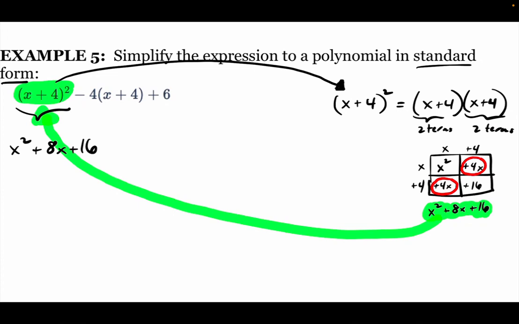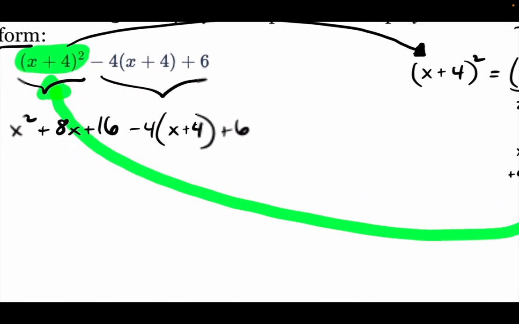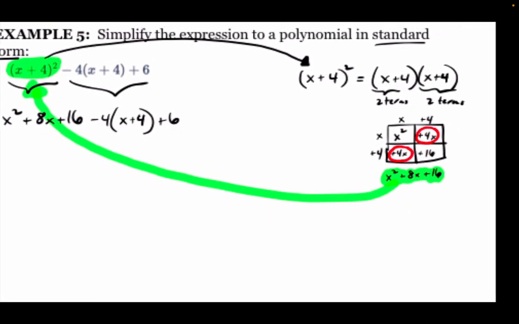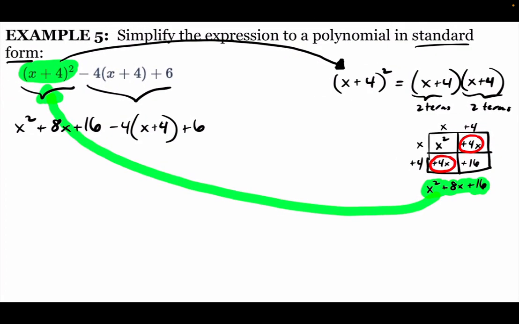Bring everything down I haven't used. So I haven't used the negative 4 parentheses x plus 4 and the plus 6 yet. How do I get rid of these parentheses over here? Multiply. You guys have done it before. We're going to distribute the negative 4. So this becomes negative 4x minus 16. Bring everything down that we didn't use.